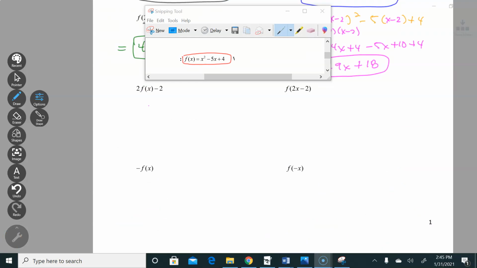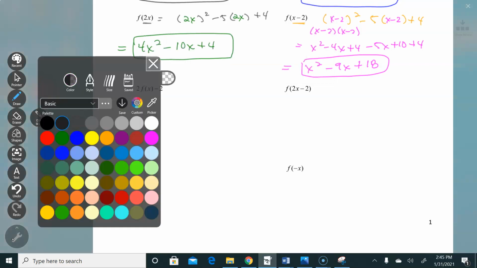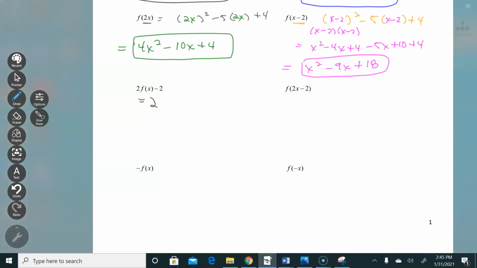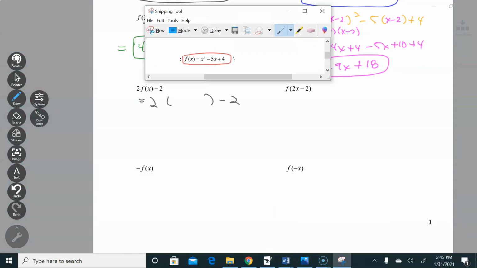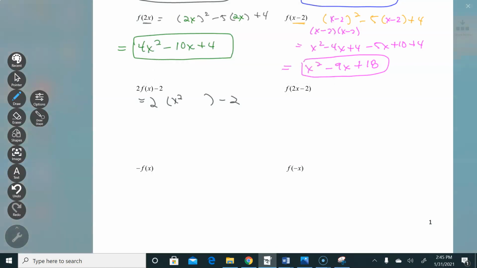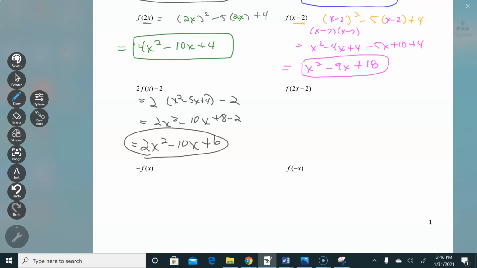So as I move up the page, I'm going to bring this function down so you can see it. So the next one says 2 times the function minus 2. So when I do all that, I'm going to get 2 times this function minus 2, and this function is just this guy, x squared minus 5x plus 4. I get 2x squared minus 10x plus 8 minus 2, and I get 2x squared minus 10x plus 6 as my result.